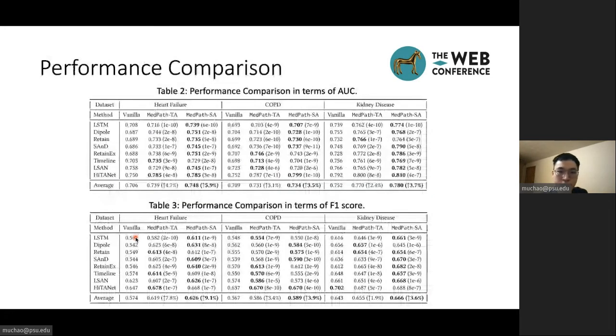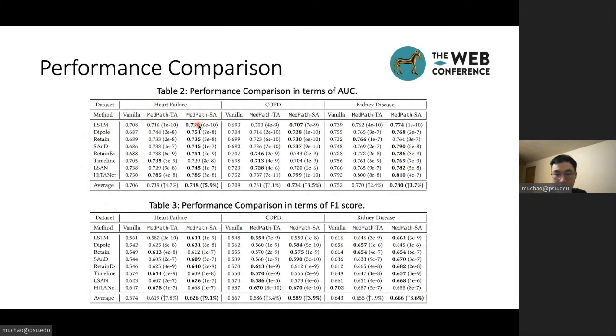And here we are showing the results of the performance comparisons. The evaluation metrics we use here are AUC and F1 scores. For the base models, we use 8 different types of base models, and their performance on these 3 datasets are denoted as vanilla results. And our MedPath has 2 variants, MedPath TA and MedPath SA.